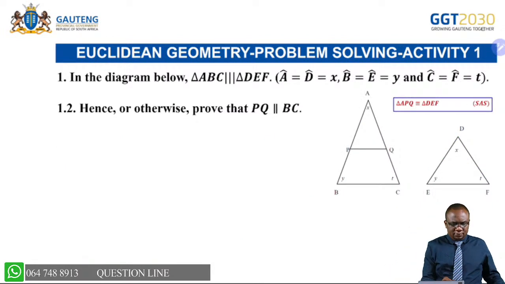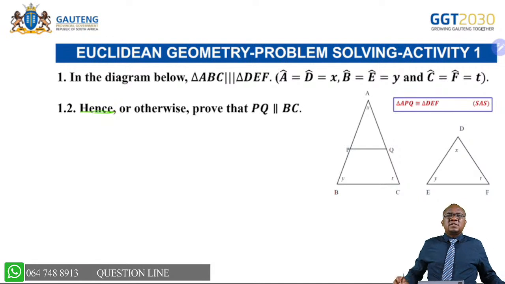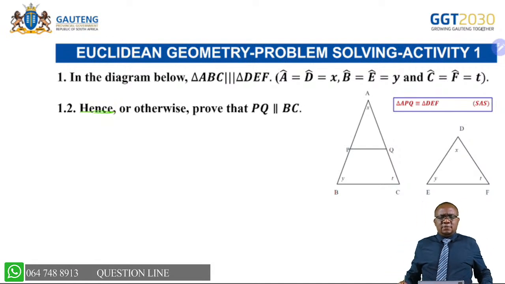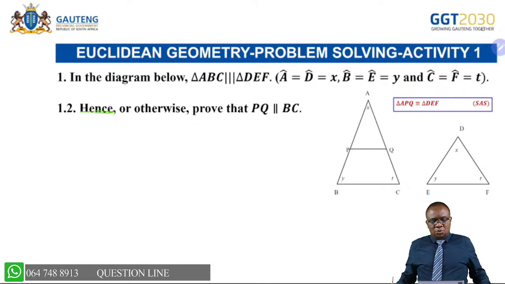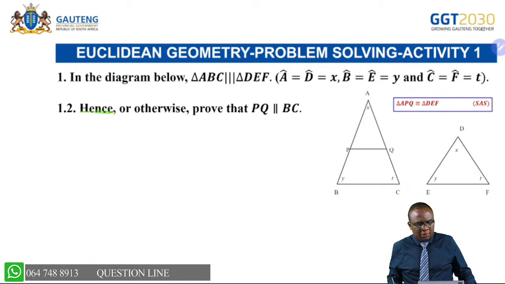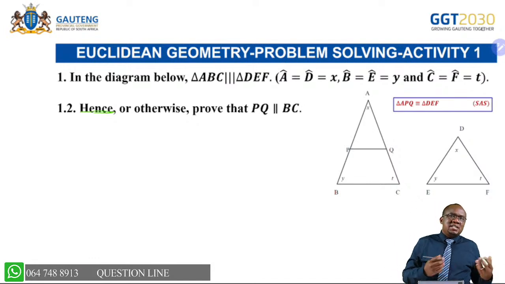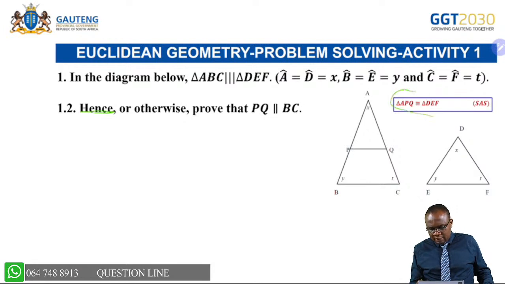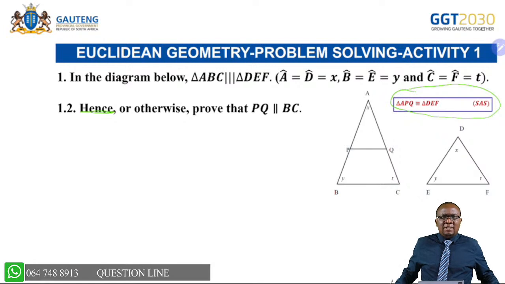Hence, what's the meaning of this? Hence, or otherwise, prove that PQ is parallel to BC. It means use the answer that you got. We got this, so we have to use this to prove that. I'm going to give you 1 minute. Let's try.